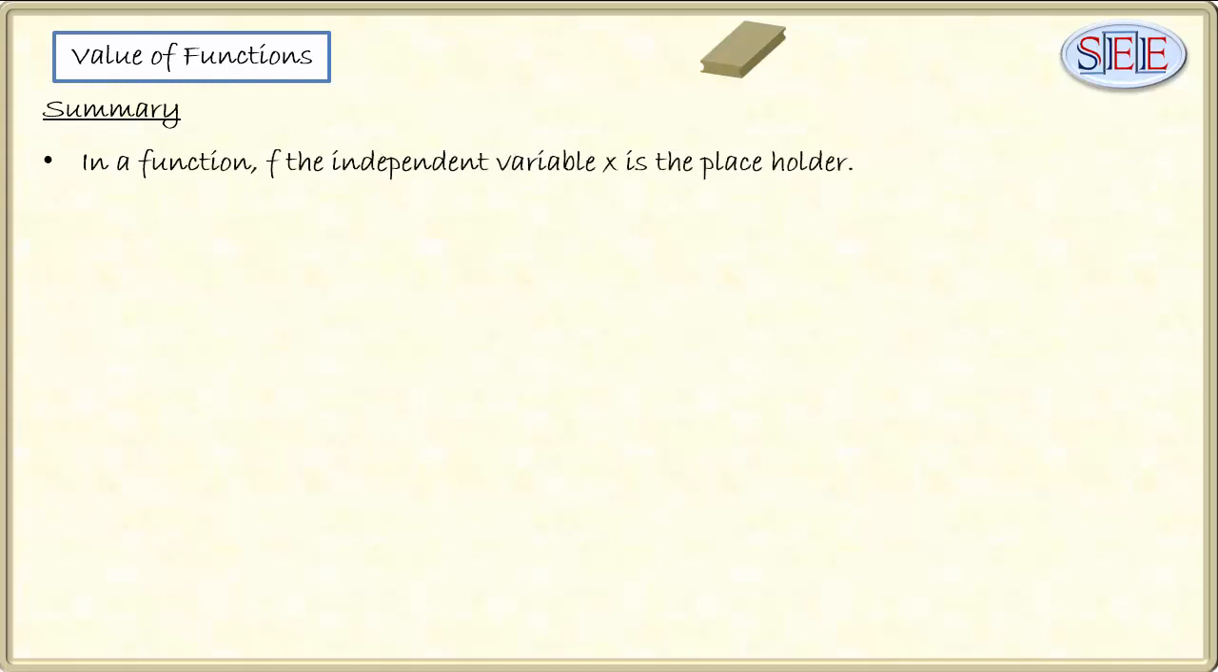This is the end of this lesson. Let us revise some of the things that we have learned in this lesson. In this lesson, you have learned that in a function f, the independent variable is the placeholder. We have explained placeholder is something that can take any other value.